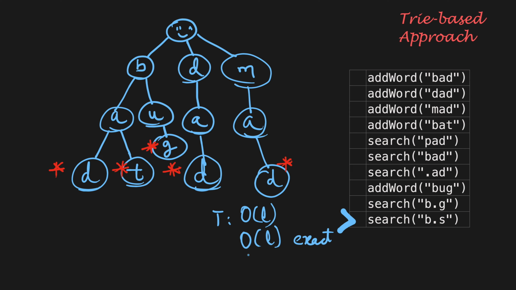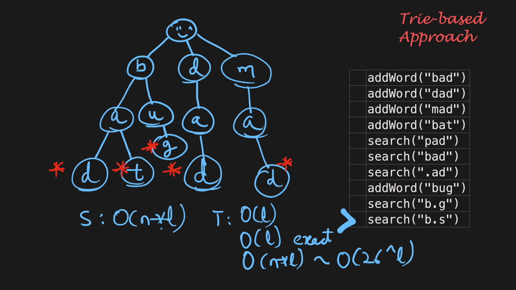And for a wildcard search, the time complexity is bounded by the total number of nodes in our trie, resulting in a time complexity of O of n into L, where n is the number of words and L is their average length. As in this worst case, we may have to go through all the nodes in the trie, and theoretically, an even worse case can be when this trie is completely full. In this case, the time complexity can be O of 26 to the power of L, and the space complexity will be O of n into L as well. This is in case the words don't share a prefix, but in practice it should be better because the words do share prefixes. So that's all for this video.